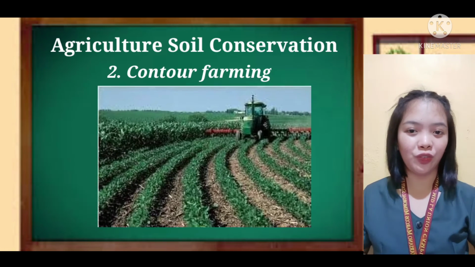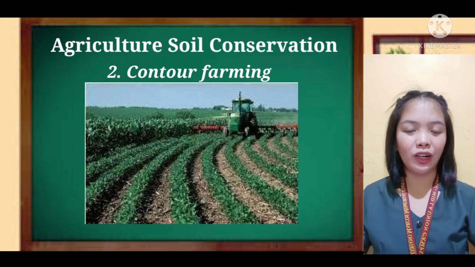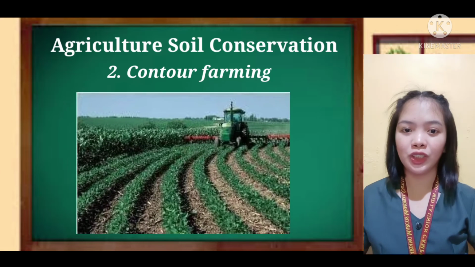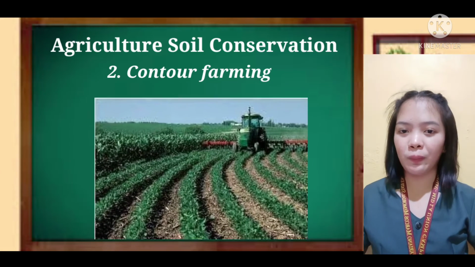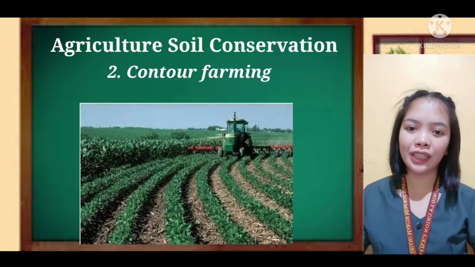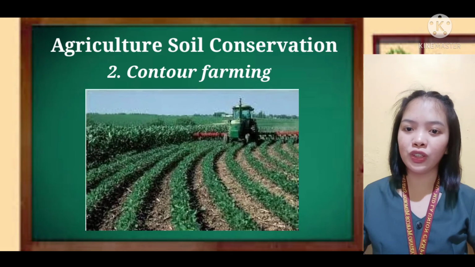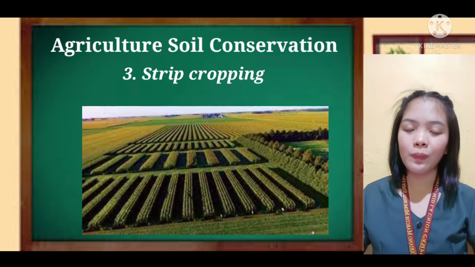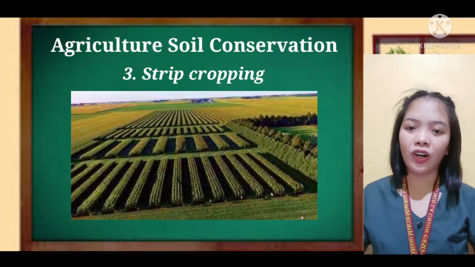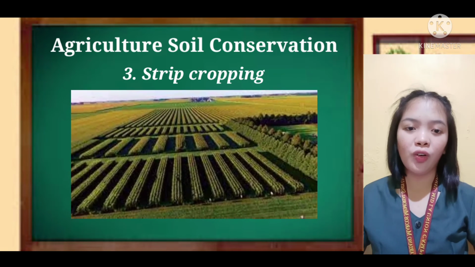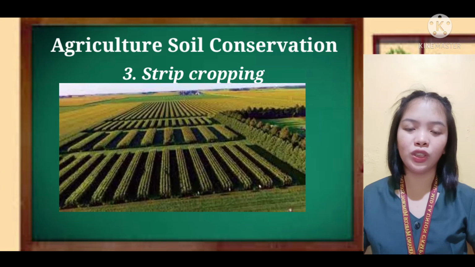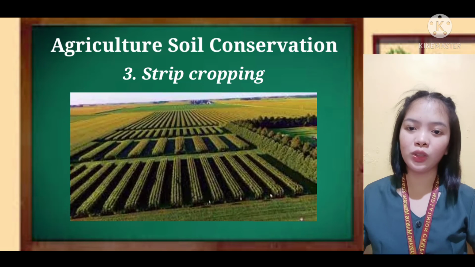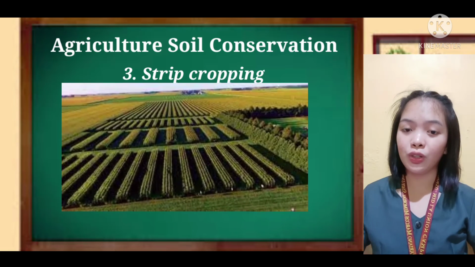Number 2 is contour farming. This method is similar to terracing but on a smaller scale. Instead of planting crops in straight vertical rows, crops are planted following the contour of the landscape to slow down the flow of water, which prevents soil erosion. Number 3 is strip cropping. In this method, the plants are arranged in strips, with rows of the main crop alternated with rows of a cover crop. The cover crop further helps to protect the soil from erosion. Do you understand, class?